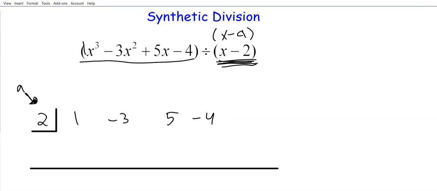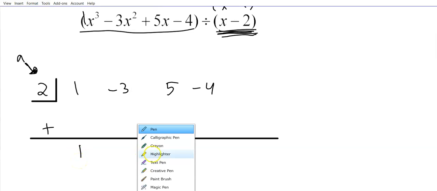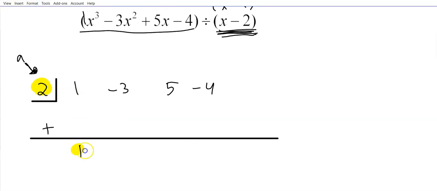To do synthetic division, it actually goes pretty quickly, but it does this. So you bring the first term down. It's just 1. You're adding terms there. So 1 plus nothing is 1. Now you basically take this term times this term and you put it here.